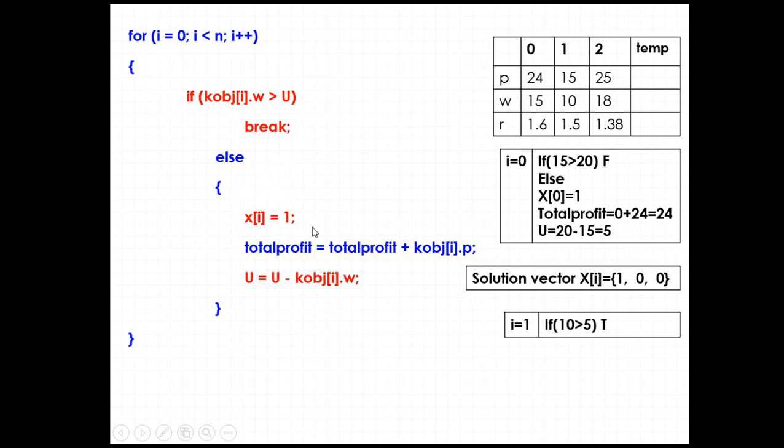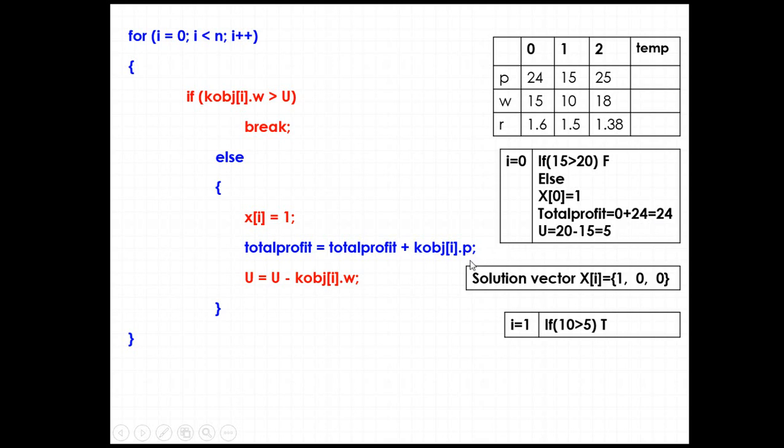When it goes to else, the first instruction is, in place of x of 0 in the solution vector, we are going to place the value 1. That indicates we have selected the whole object. Then the next instruction is calculation of total profit. We have just now initialized total profit to 0. So 0 plus 0th object profit. That is what I have written over here. 0 plus 24. So total profit is 24.